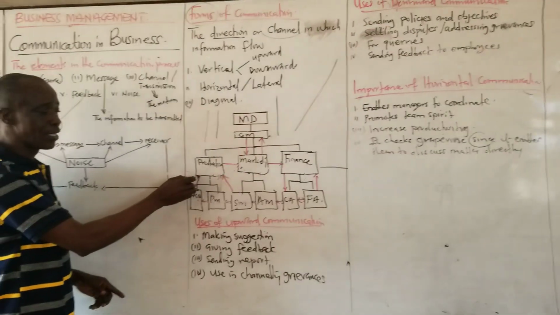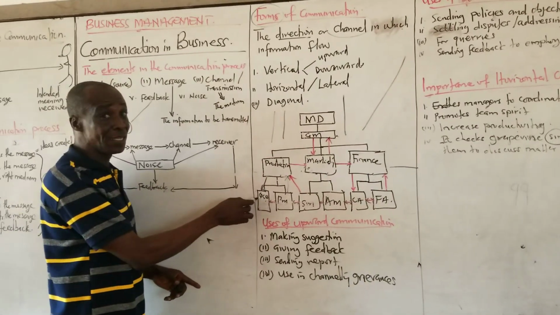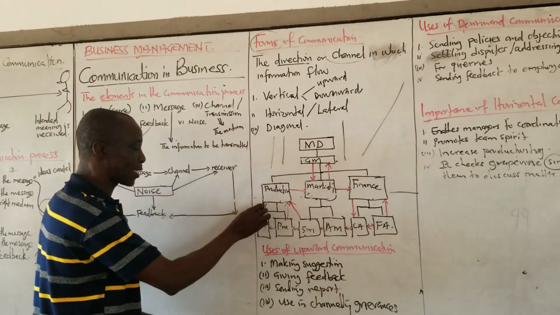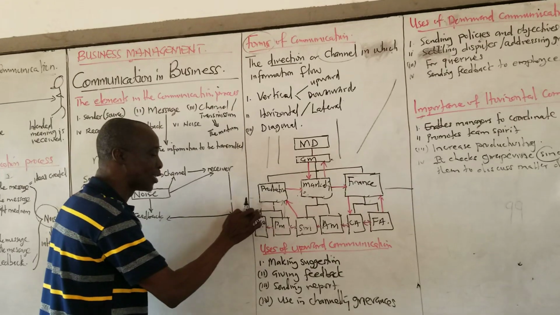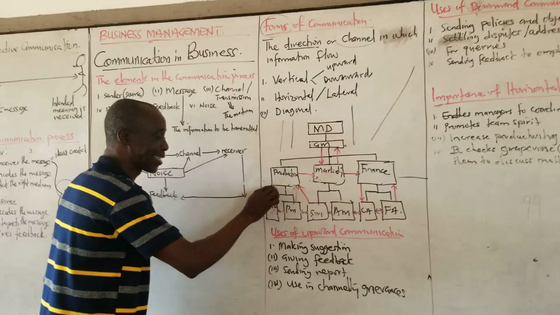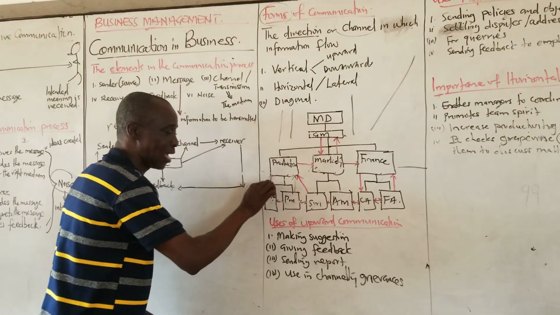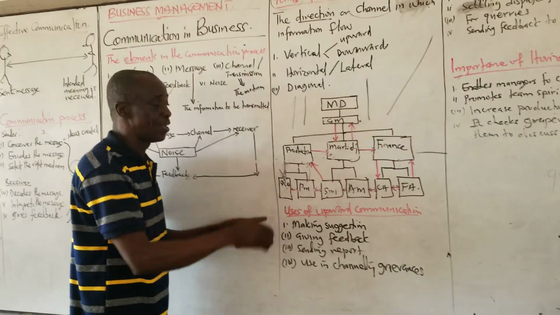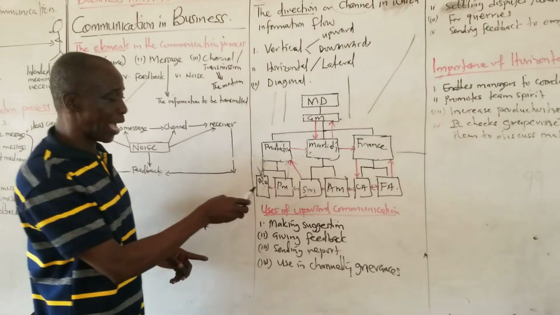Have you seen from here to here? This line may seem to be diagonal. That is not it. Let me change it like this. Because this one was here, that's why I did it that way, but I have to do it straight like this, and straight like this. It's vertical.